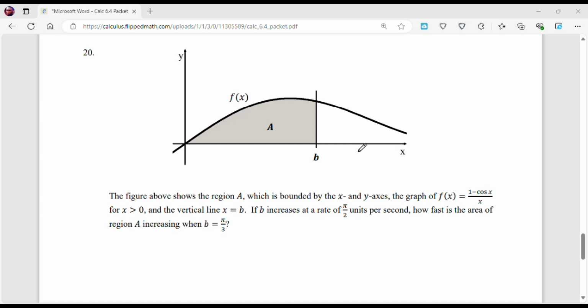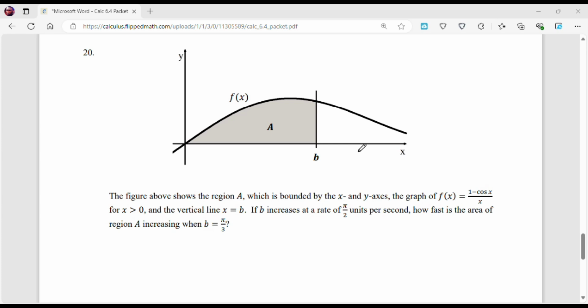And our last question here. So the figure above shows the region A, which is bounded by the x and y axes, the graph of f of x equals 1 minus cosine x over x for x greater than 0, and the vertical line x equals b. b increases at a rate of pi over 2 units per second. How fast is the area of region A increasing when b equals pi over 3?